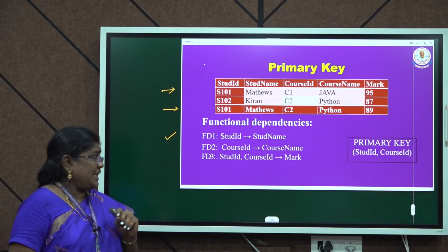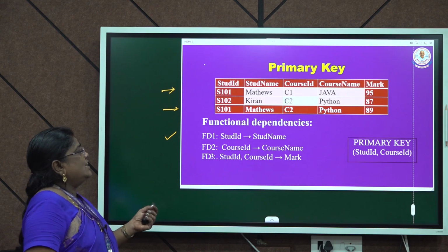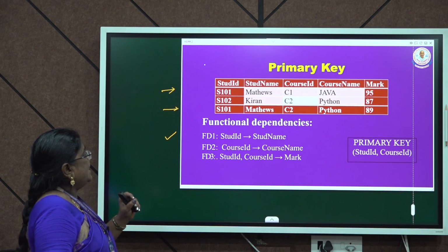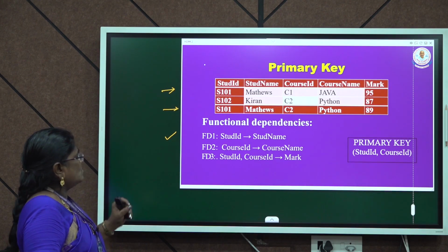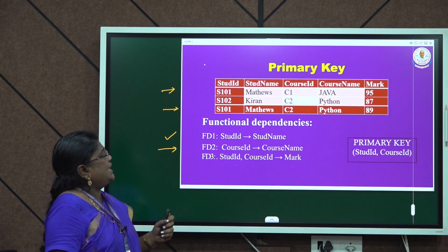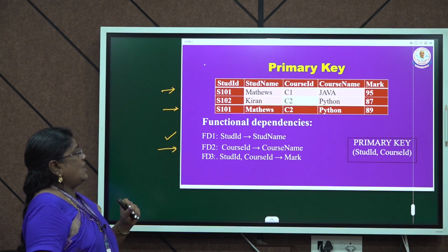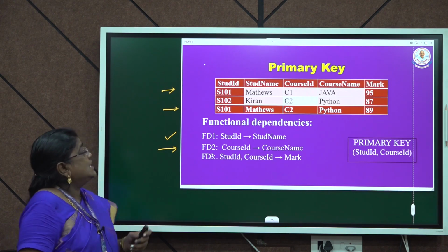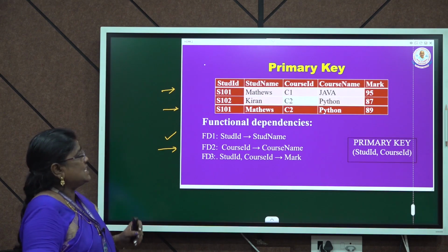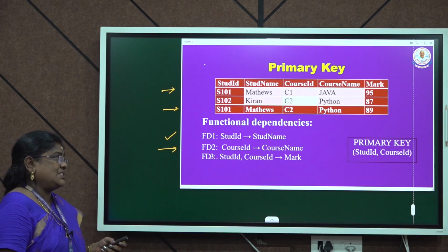And the second student, Kiran, details occur only one time and there is no need of checking whether multiple rows have the same name, Kiran, for the student ID S102. And the next one, FD2, course ID determines course name. We have 2 courses, C1 and C2. In the first record we have C1, the course name is Java, and C2 appears in 2 places, and in both places we have the course name as Python, in the second row as well as the third row.